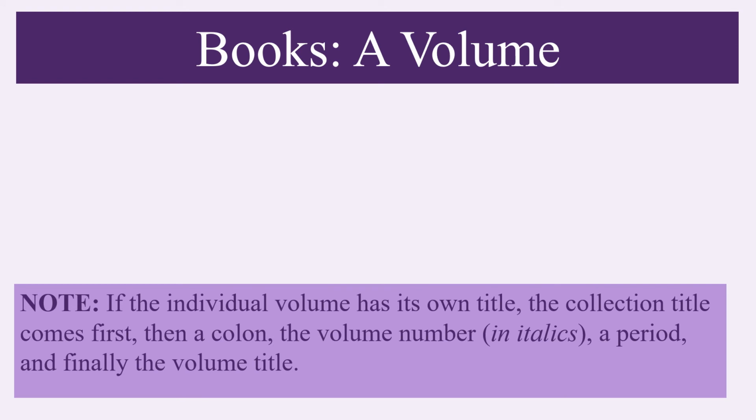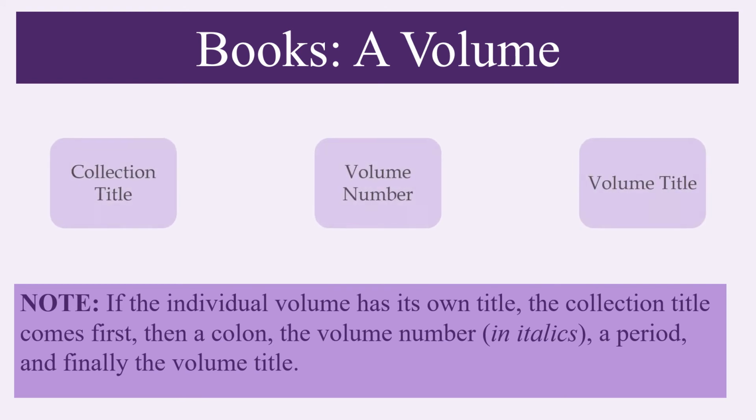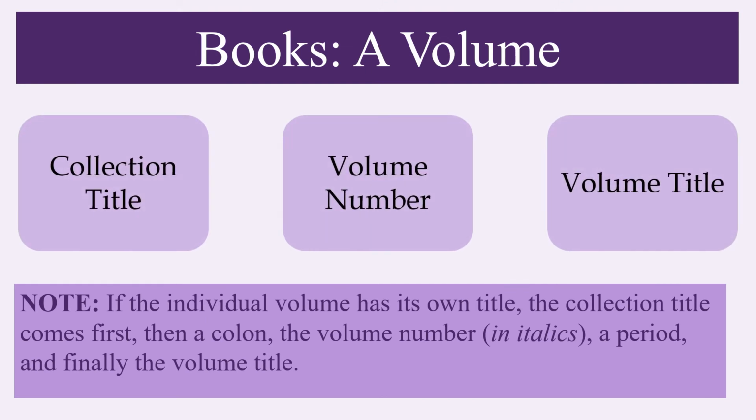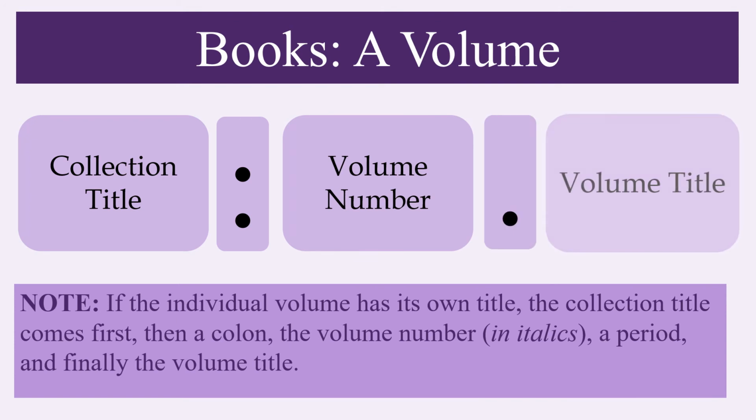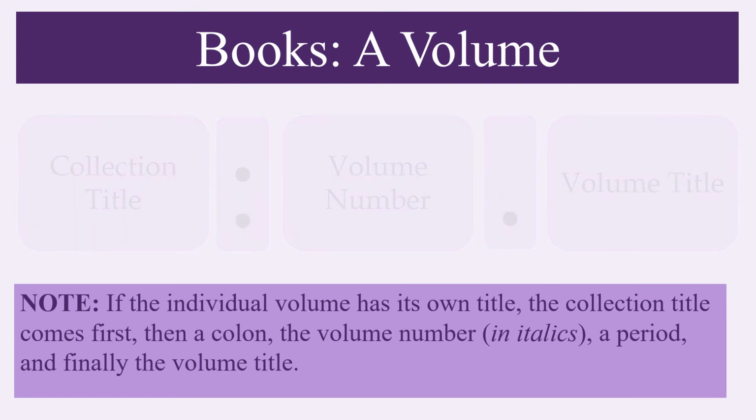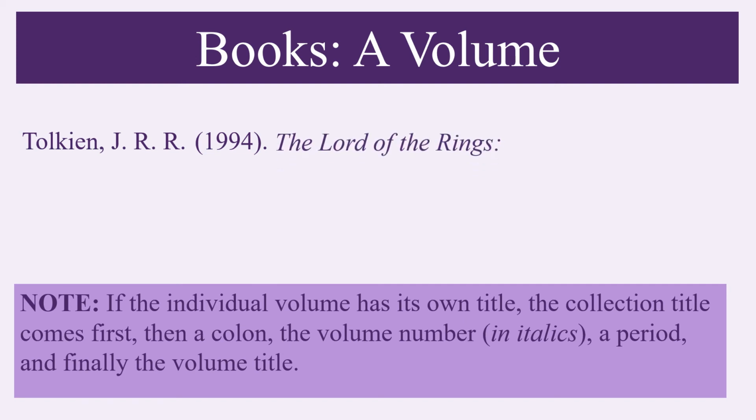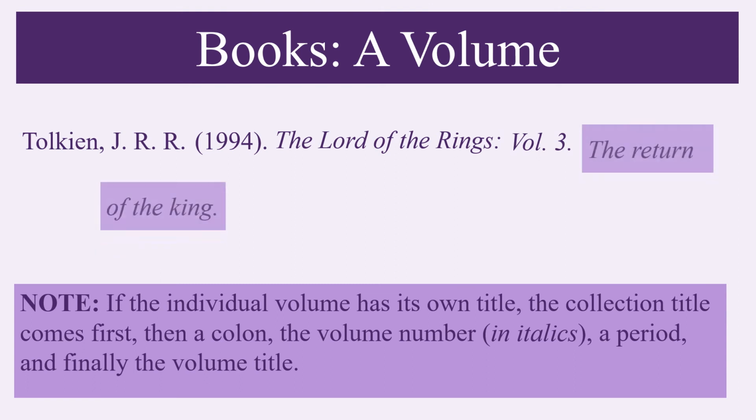If the individual volume has its own title, then the volume title and collection title will be integrated together rather than offsetting the volume in parentheses. We begin with the collection title, a colon, the volume number closed out with a period, and then finally the volume title. In our example here, we have Tolkien, J.R.R. He is the author. The year of publication, 1994. The title of the collection, The Lord of the Rings, followed by a colon, Volume 3, and the title of the volume, Return of the King.